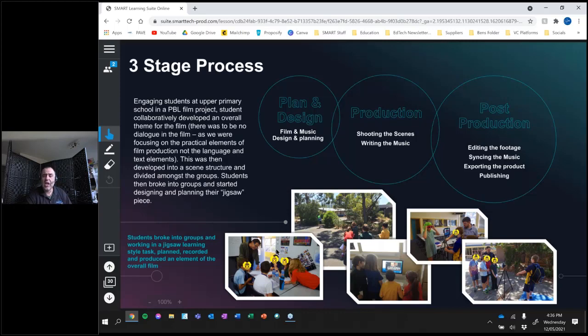However, if you wanted to do this, you could extend the project by having students write a script. We didn't do that. So we then developed the scene structure, broke it down, and each group then had a basic idea of the outcome their scene needed to achieve. Then they went away and planned, designed and shot it, and after they had shot the scene, we designed some music for their scene to support the emotional content. At the end, we put all those scenes together to create a movie.